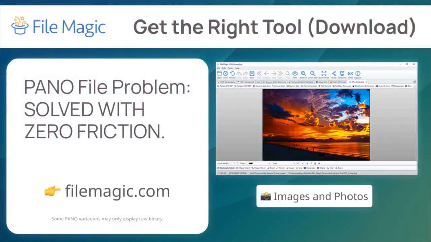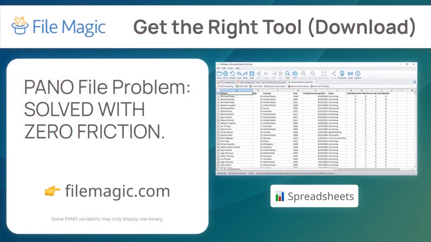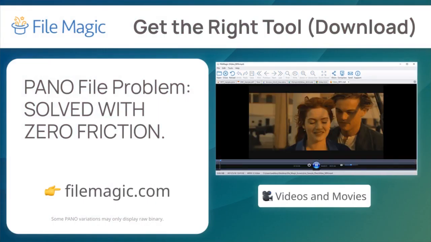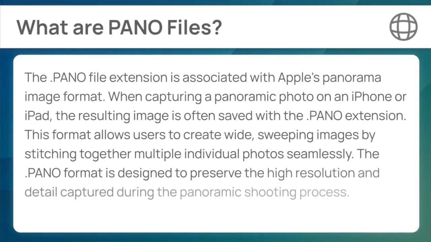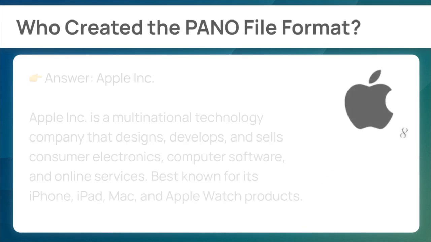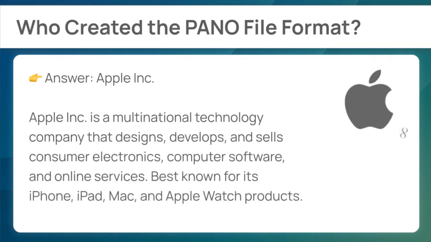Before proceeding, know that a universal viewer can often read the data within the PANO archive, even if it can't fully extract it. The PANO file extension is associated with Apple's Panorama Image format. When capturing a panoramic photo on an iPhone or iPad, the resulting image is often saved with the PANO extension. This format allows users to create wide, sweeping images by stitching together multiple individual photos seamlessly. The PANO format is designed to preserve the high resolution and detail captured during the panoramic shooting process.